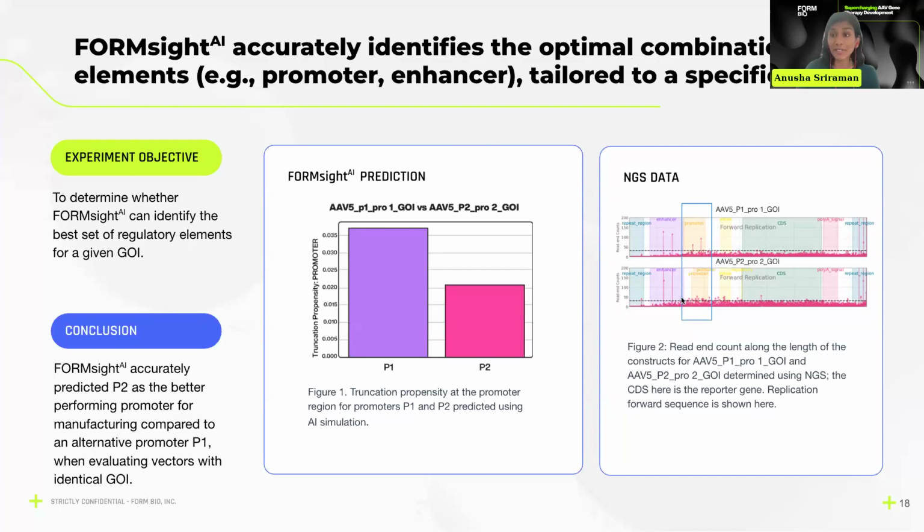And so when we specifically look at the promoters of these 2 constructs, that's P1 and P2, we see that there are these increased peaks at the promoter region, indicating that there are a lot of truncations taking place. And when we look at the corresponding promoter P2, we see that these truncation peaks are no longer present, right? So this indicates that P2 is a better performing promoter with lower truncation risk than P1, and this corroborated our FORMsight predictions. And so this way, FORMsightAI was able to accurately predict which of the 2 promoters has a lower truncation risk and therefore better manufacturability.